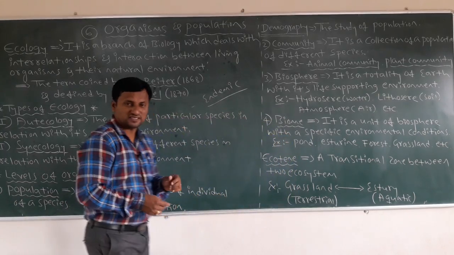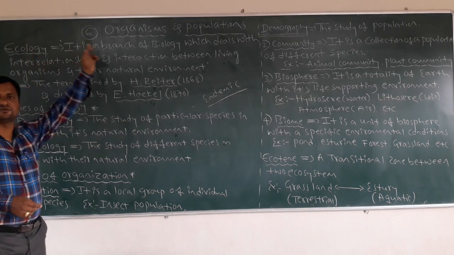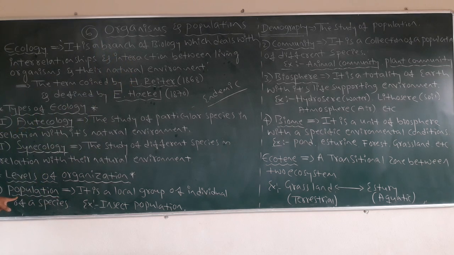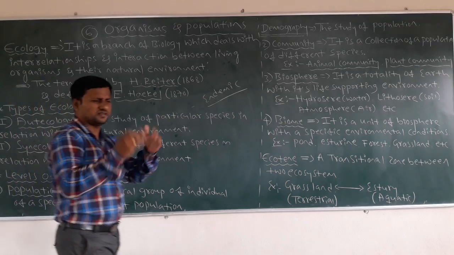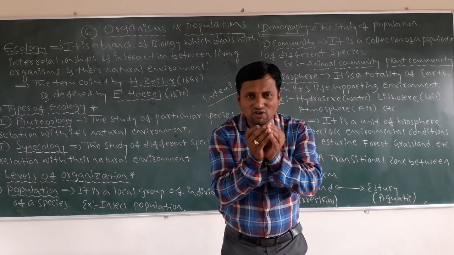Then next, the levels of organization. What are the levels of organization in ecology which are related to organisms and their populations? The first one is population. What is population? Population means janasankhye. See here, it is a local group of individuals of a species, in that particular area.